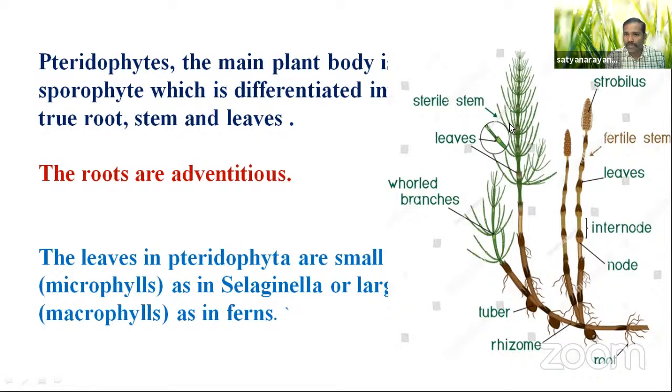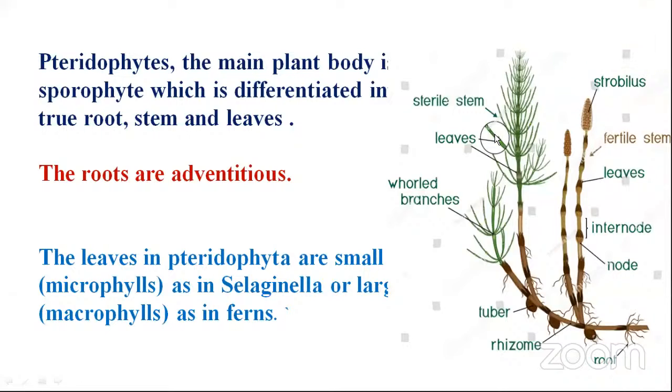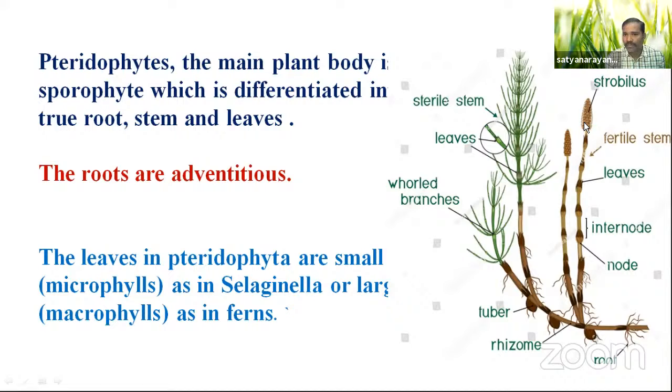One is the non-fertile or sterile branch. We can see the sterile stem. Sterile stem means the cones or sex organs are absent. Now these are the fertile stems. On the fertile stem you can see the cone. So two types of branches are produced: the non-fertile or sterile stem and the fertile stem.